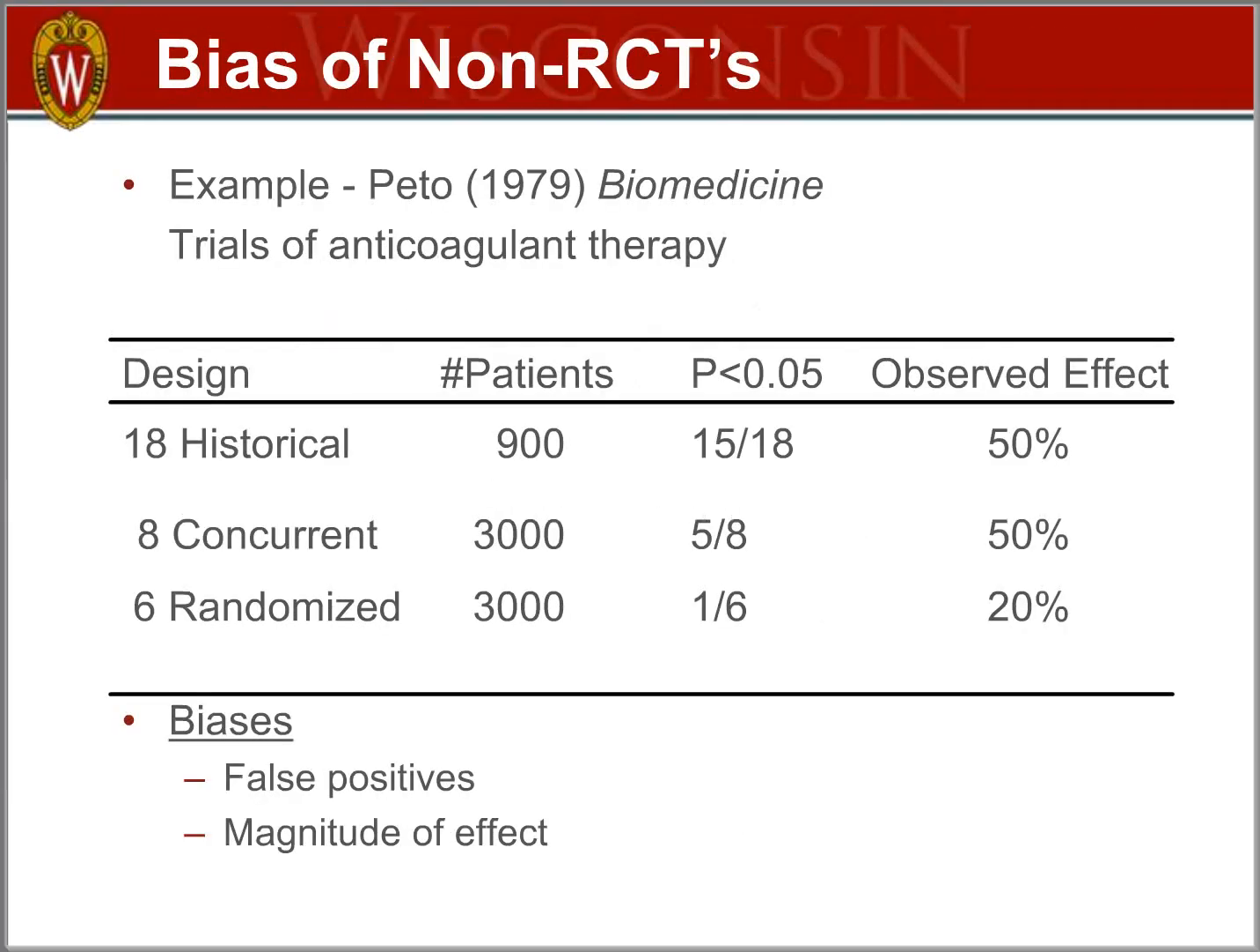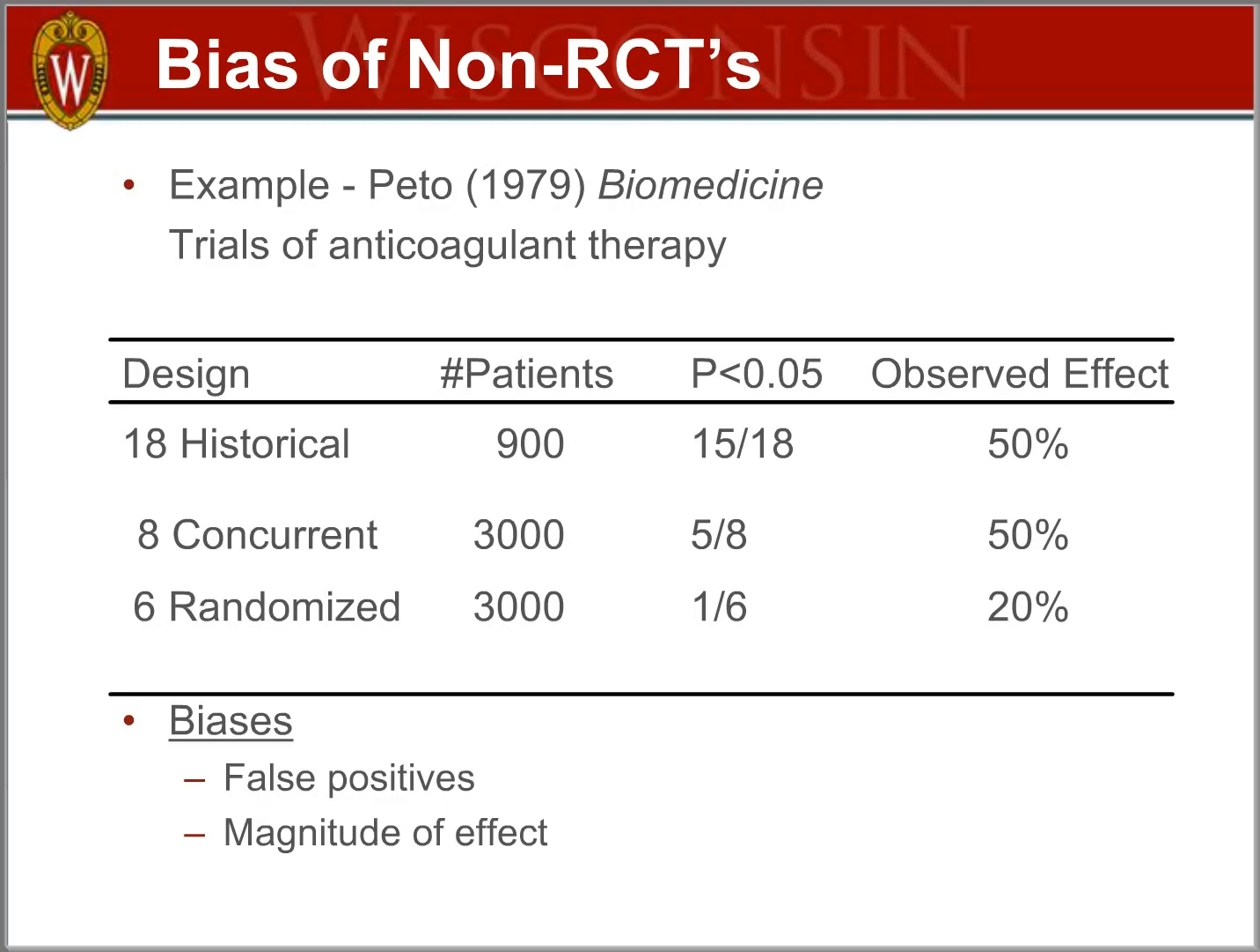Nevertheless, we believe that the randomized trial is still the standard because of its impact on reducing bias. This is a study that was published in 1979 by Richard Peto. He's looking at trials of anticoagulant therapy and observing their effect on mortality. In searching the literature, which is not always perfect, he identified 18 studies which use historical control comparisons, 900 patients, and in 15 of the 18 studies, the observed effect was significant at the p less than 0.05 level, and the observed effect was about a 50% reduction in mortality.